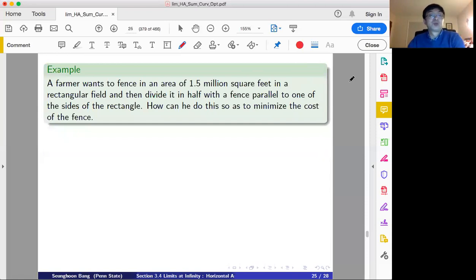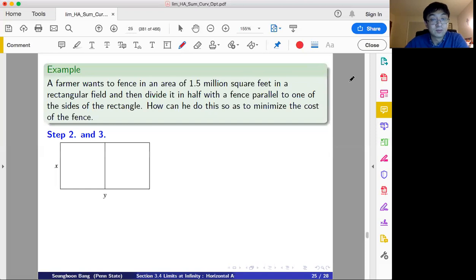A farmer wants to fence in an area of 1.5 million square feet in a rectangular field and then divide it in half with a fence parallel to one of the sides of the rectangle. How can you do this so as to minimize the cost of the fence? So step 1, step 2 and 3, you can draw a diagram. We have the rectangular field. So divide it in half with the fence, like this.